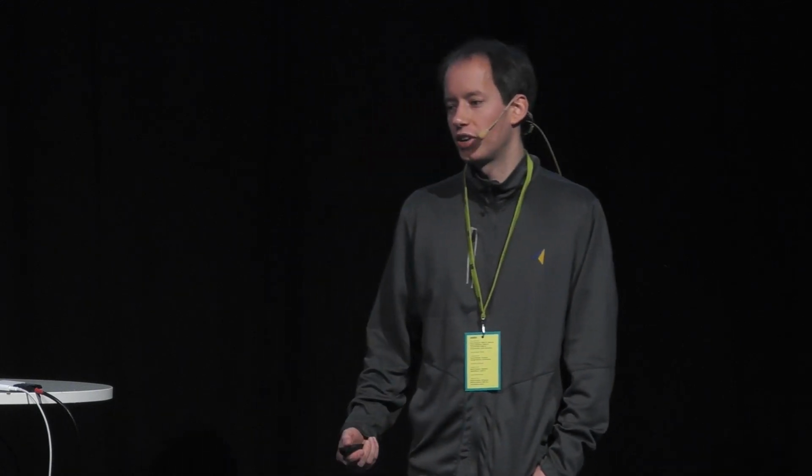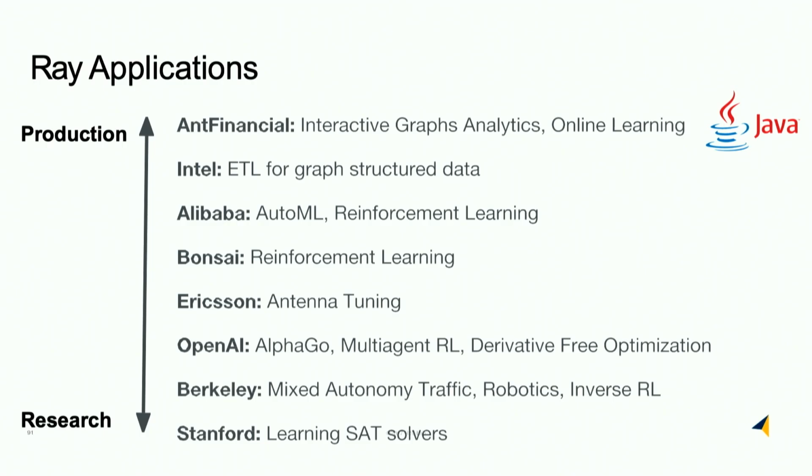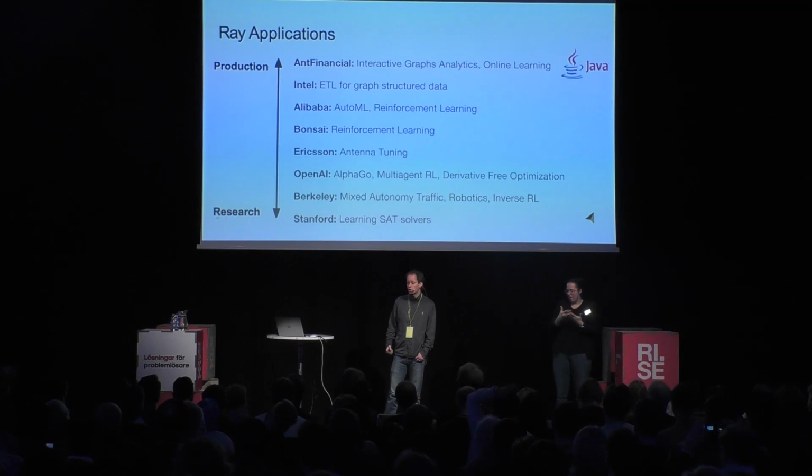So there's an increasing number of production use cases. Ray is now being used at a number of companies. I'm going to highlight some of the applications. So, for example, Unfinancial is using Ray for graph processing, for fraud detection. Here, Ericsson has been doing a bunch of work on antenna tuning with Ray. At Berkeley, there's a number of projects using it.